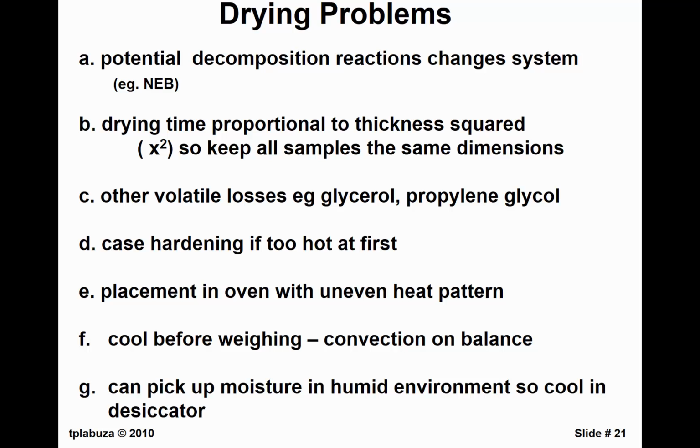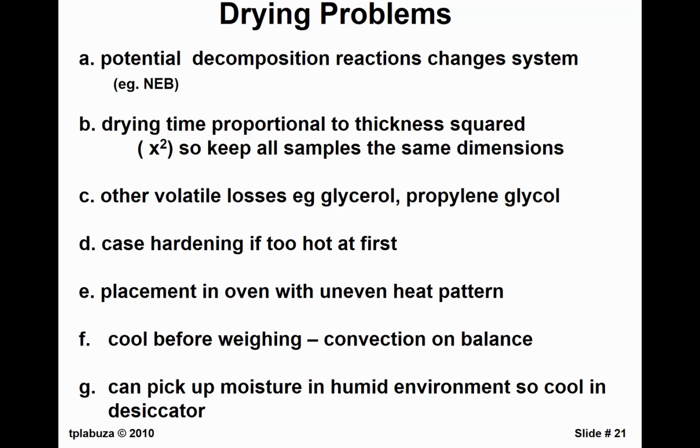Very important is the height of the sample in the cups. Let's say you're going to do triplicate samples. You don't just put stuff in the cups. You make sure you get the same height, because the drying time is a function of thickness squared, or depth squared. So if you had, let's say, 2 millimeters versus 1 millimeter of depth of a powder, the 2 millimeter one is going to take 4 times as long to get dry in the system. So that's a critical thing. I talked about other volatile losses like glycerol, whatever.